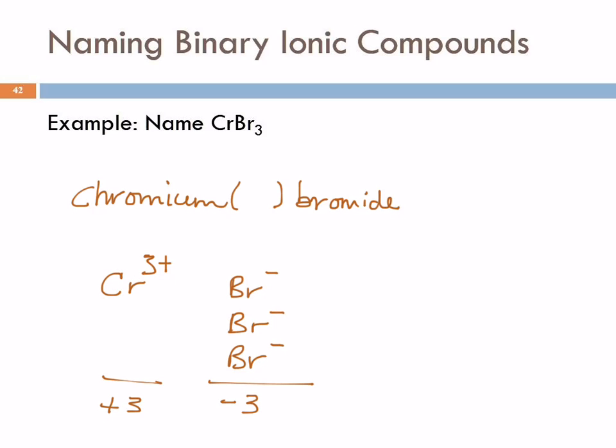So the charge of 3+ tells us that we're going to put a Roman numeral 3 in here, and the name is chromium(III) bromide. Any questions?